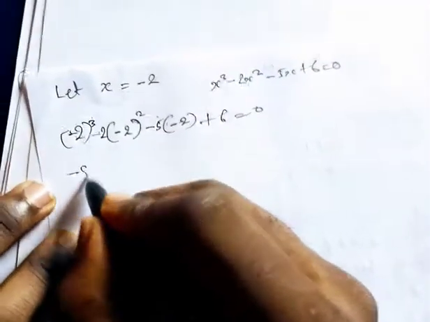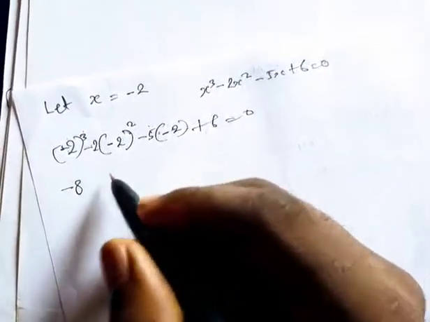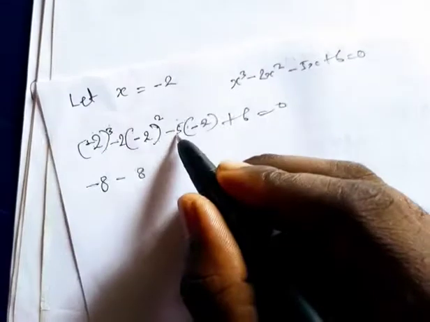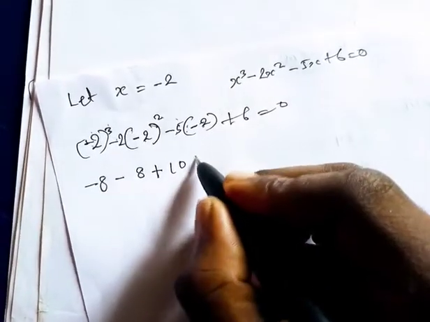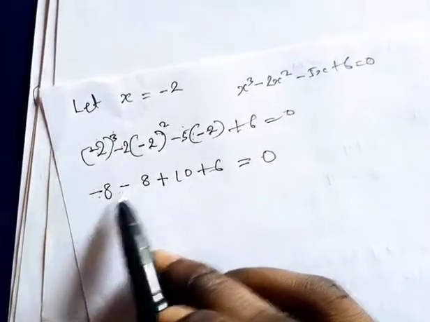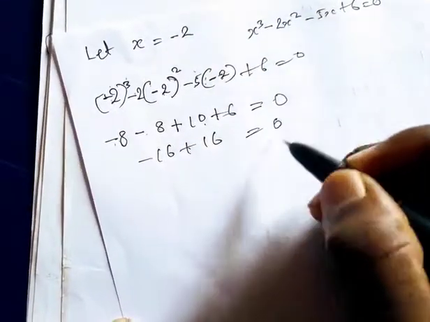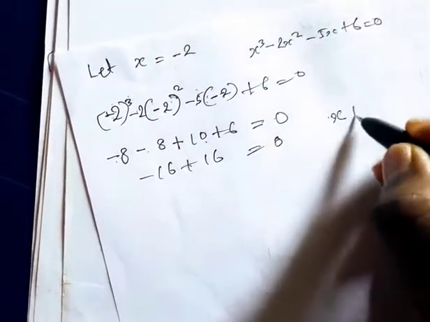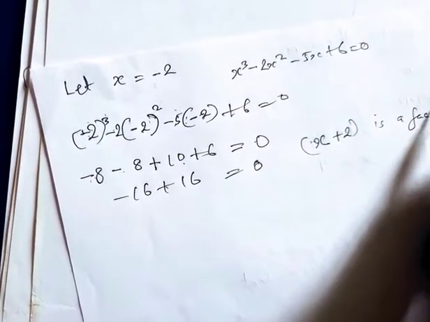This gives me negative 8, while this gives me another negative 8. This gives me a positive 10, while this gives me 6. And we can see that this actually is equal to 0, because negative 8 gives me negative 16 plus 16, and it is actually equal to 0. So we can say that x plus 2 is a factor.